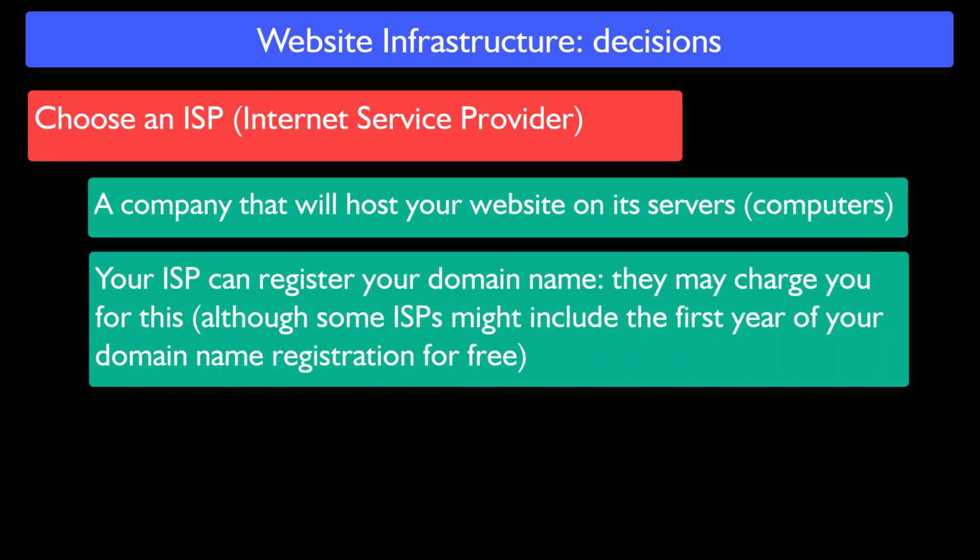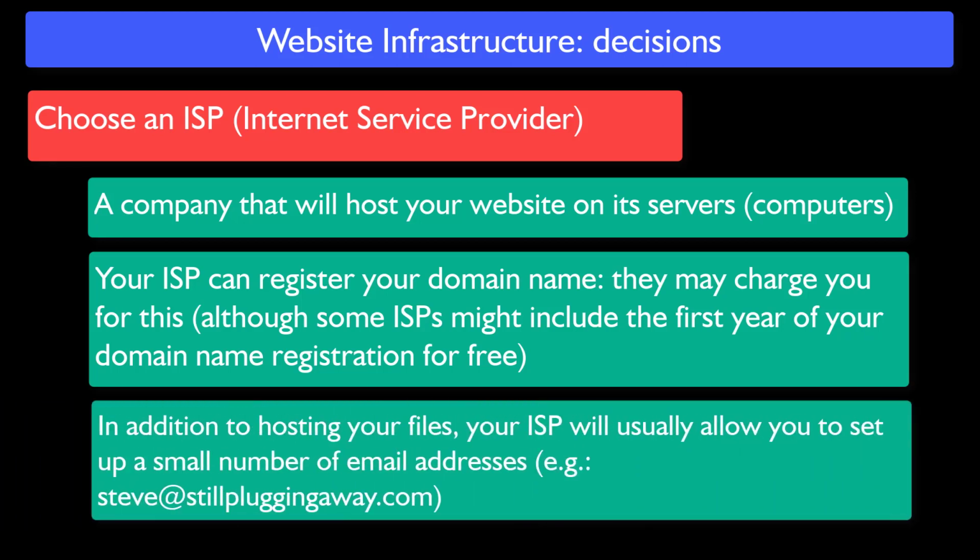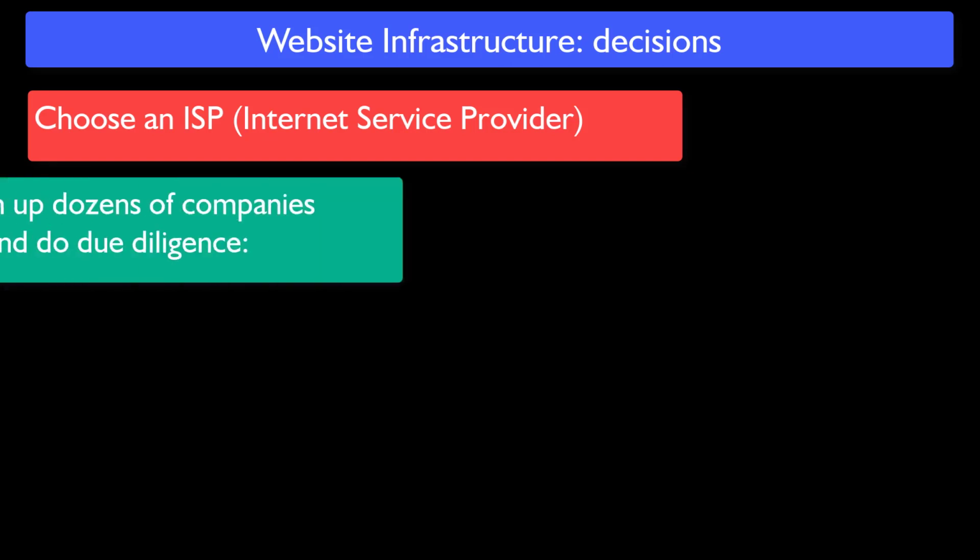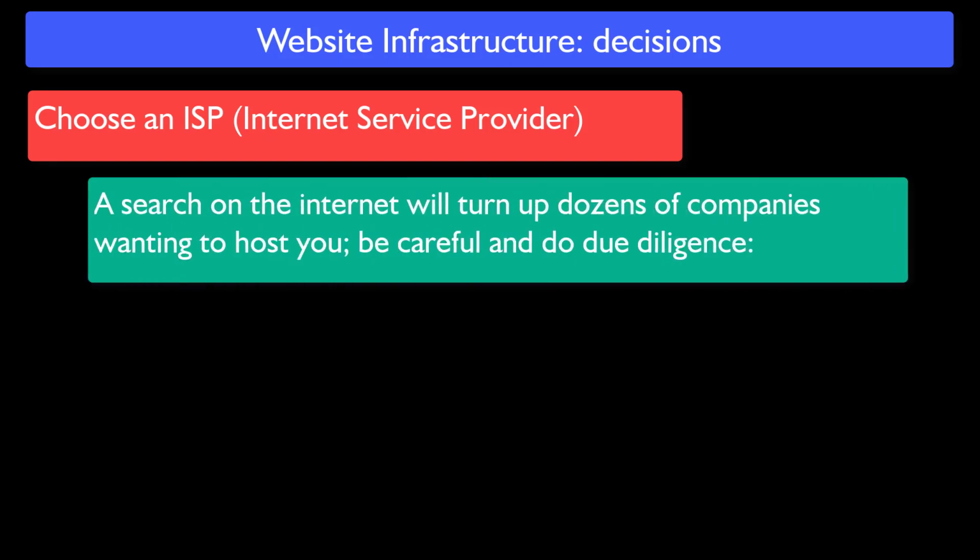Your ISP can register your domain name. They may charge you for this, although some ISPs might include the first year of your domain name registration for free. In addition to hosting your files, your ISP will usually allow you to set up a small number of email addresses, like steve@stillpluggingaway.com. A search on the internet will turn up dozens of companies wanting to host you.